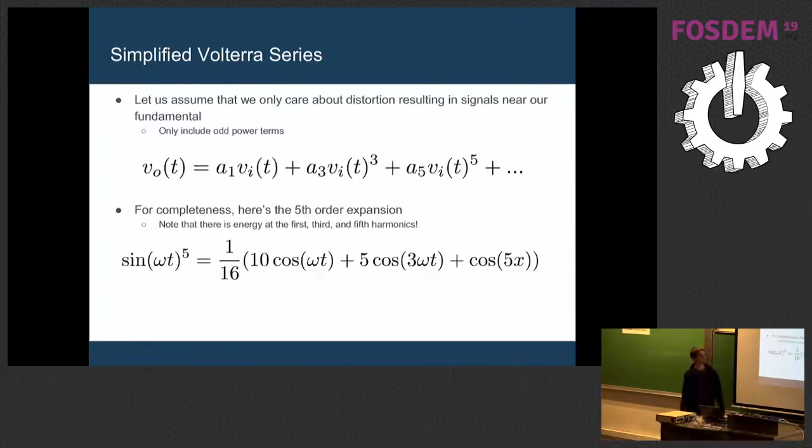And this is a simplification that gets done basically with every pre-distorter and most transistor models when you're using them for amplifiers. And just for completeness, here's the fifth order, and we get the fundamental frequency, the third harmonic, and a fifth harmonic.